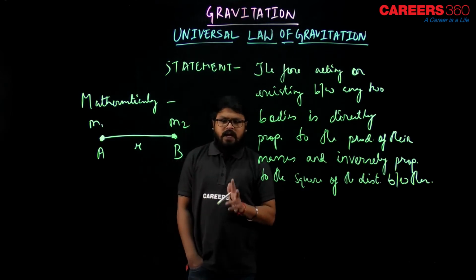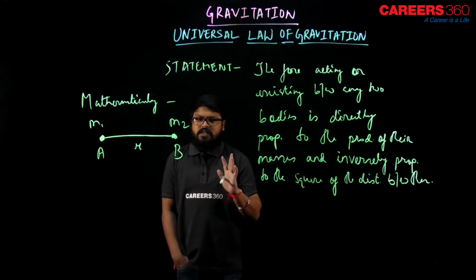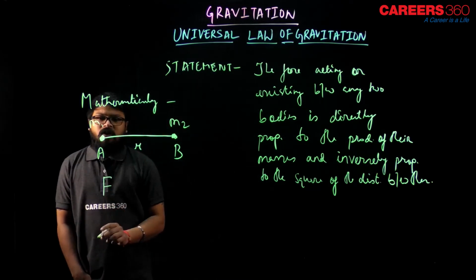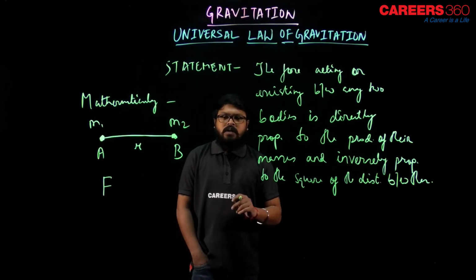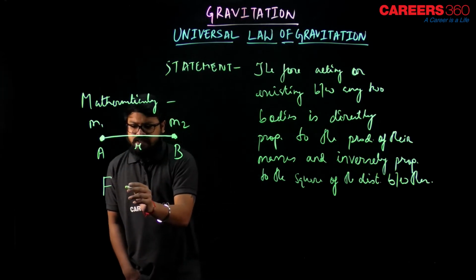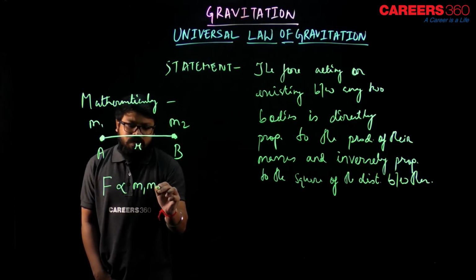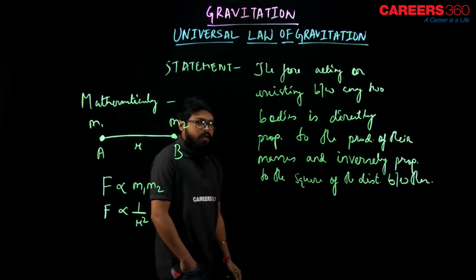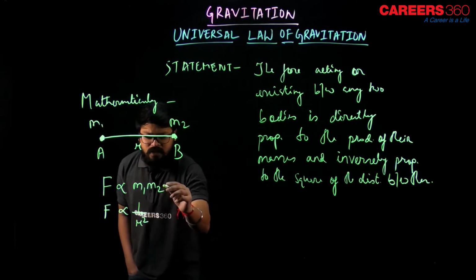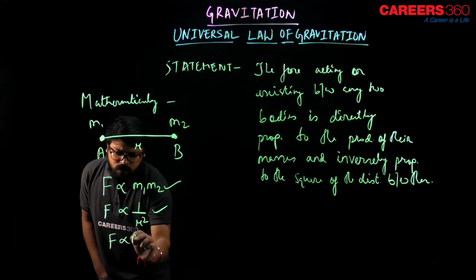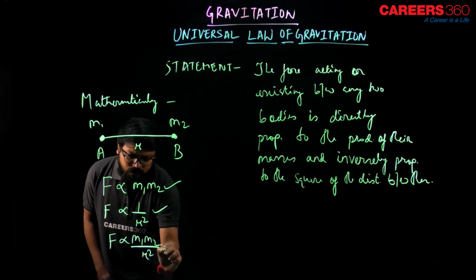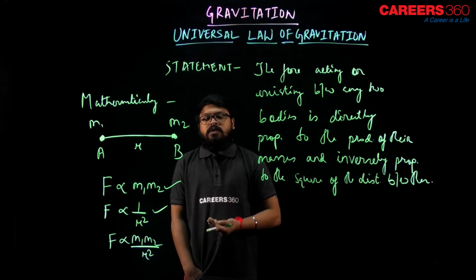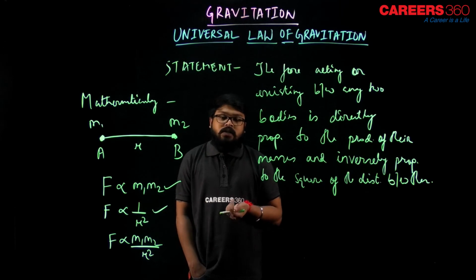So, there are two bodies, body A and body B, masses m1, m2, separated by distance r from center to center. So, according to the statement of the universal law of gravitation, the force of gravity or the attractive force between any two bodies, for this particular example, would be directly proportional to the product of their masses. Also, the force is inversely proportional to the square of the distance between them, right? So, if we combine these two proportionalities, what do we get? F is proportional to m1 m2 upon r square, right? So, this is the force which is proportional to the product of their masses and inversely proportional to the square of the distance between them.